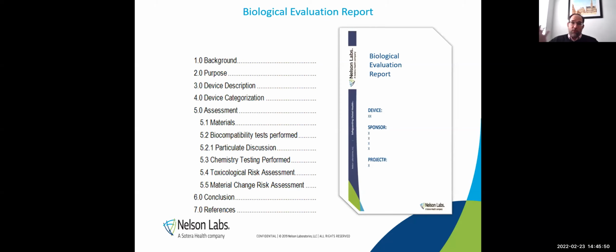So that's my recommendation for you guys if you want to do this. This is our table of contents for our BERs. So you can kind of go through, but the background of why you're changing or why you're doing this, because of the change, the purpose, you still want a device description and categorization, because like I said, those are part of your risk assessment. How the device is used goes into why you think it's an impact or not of the change.